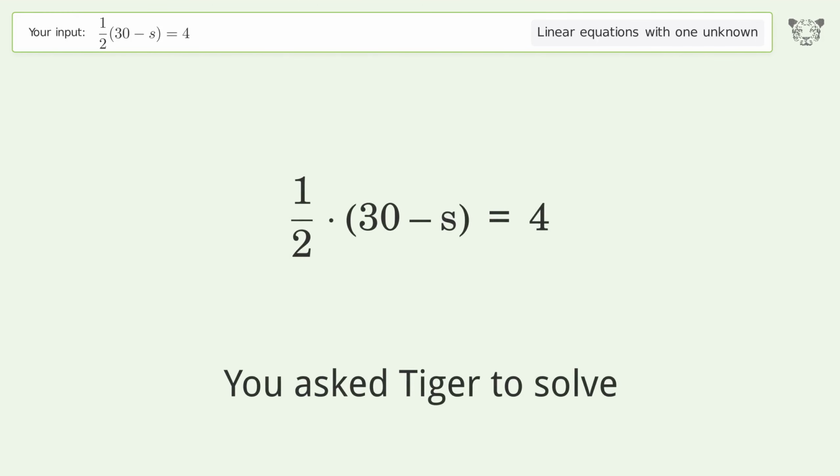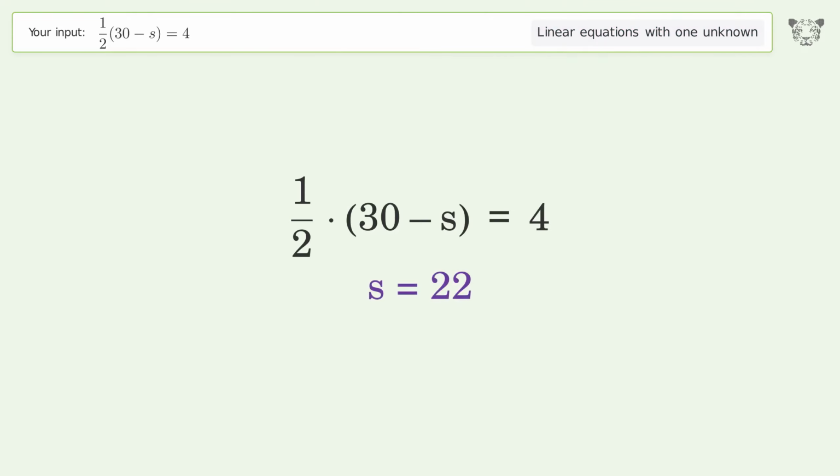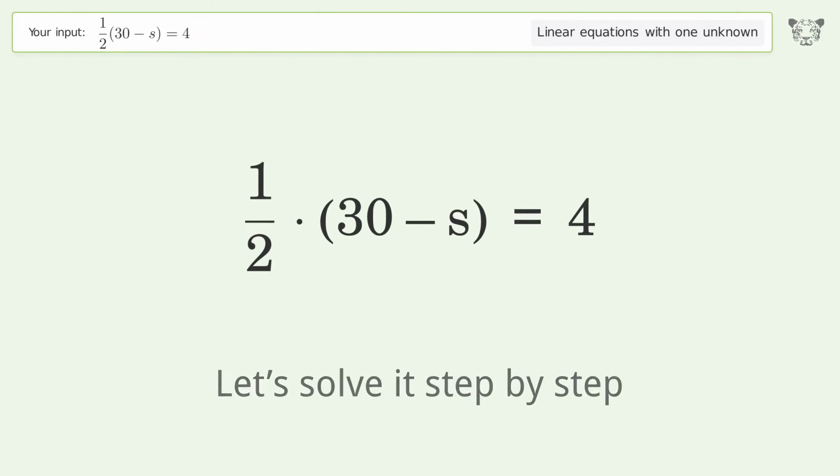You ask Tiger to solve. This deals with linear equations with one unknown. The final result is s equals 22. Let's solve it step by step.